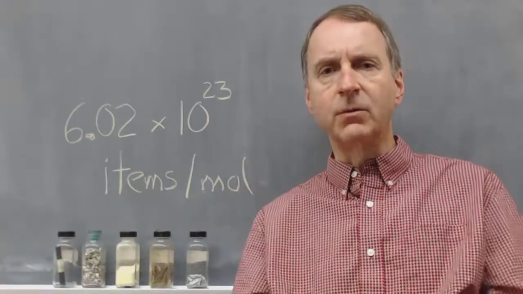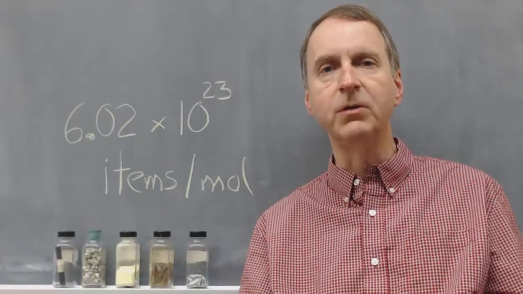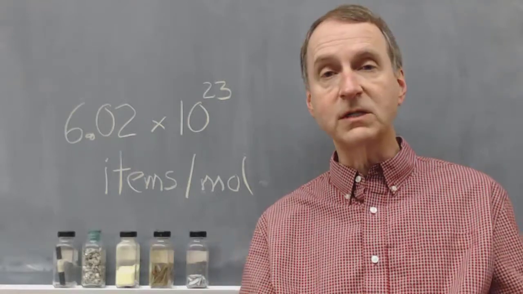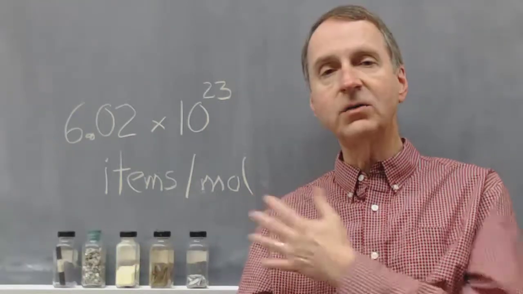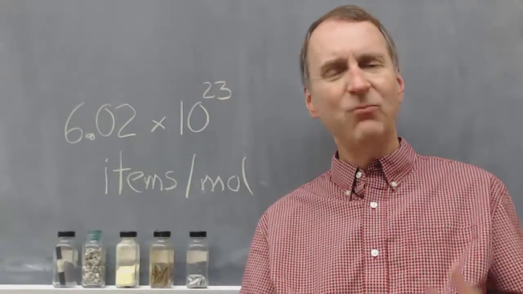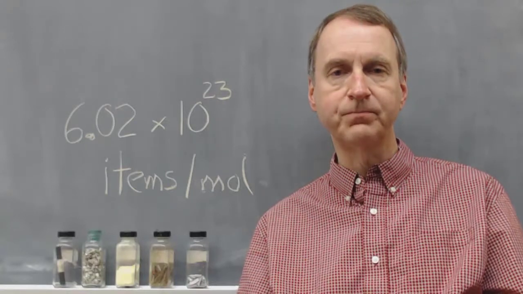This Avogadro's number is not 600,000 or 6 million or 6 billion or 6 trillion or 6 quadrillion or 6 pentillion or 6 hexillion. This is 602 hexillion things. We can't really fathom a number that large.